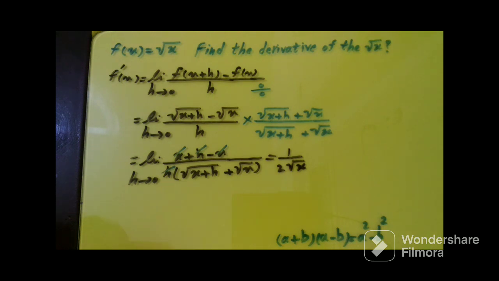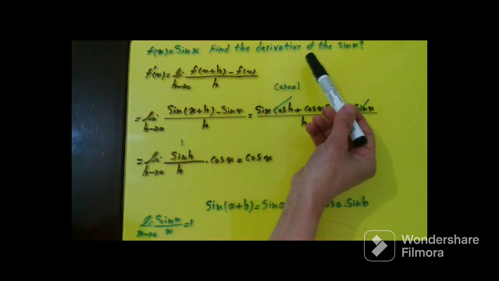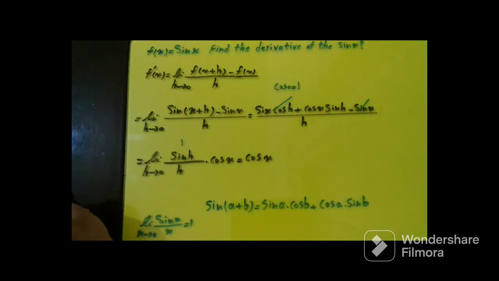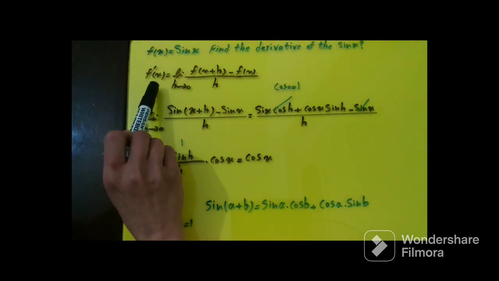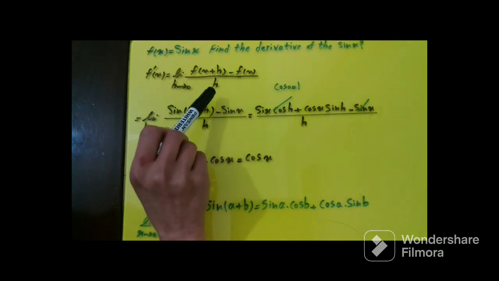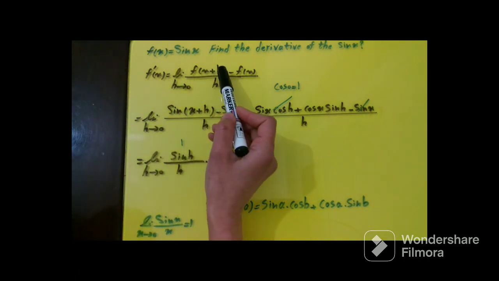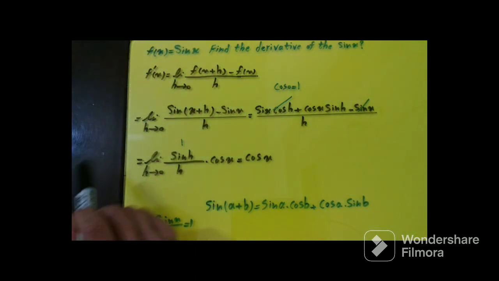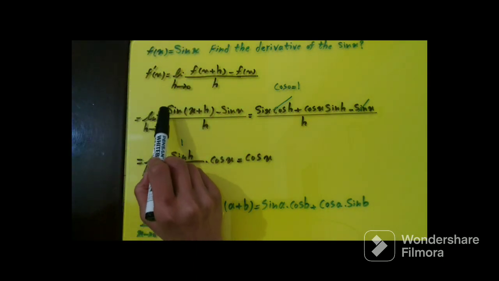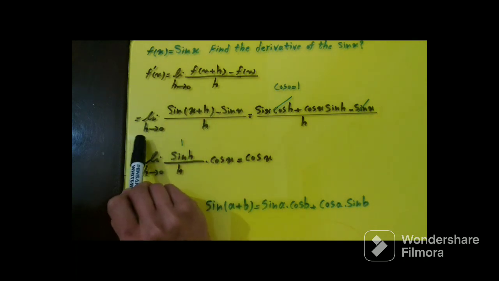Okay, next problem. Okay guys, last question. In this question, we should find the derivative of sin x. First of all, we should write the derivative function. So it's f prime of x equals limit of f of x plus h minus f of x all over h as h approaches 0. Now we should put x plus h instead of x. So it's limit of sine of x plus h minus sine of x all over h as h approaches 0.